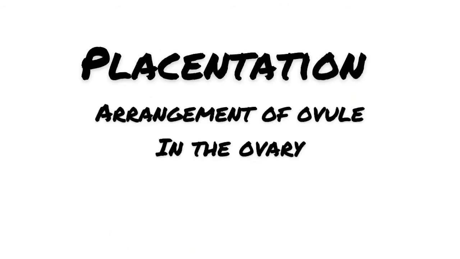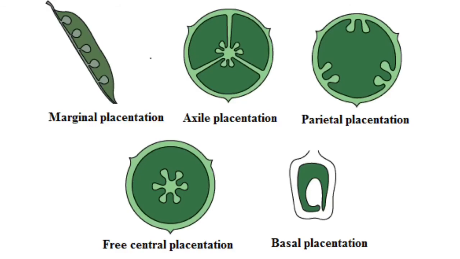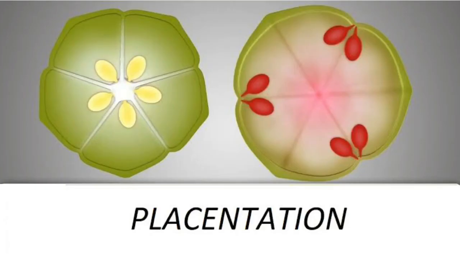Placentation, the arrangement of ovules in the ovary. According to the diagram, you can see there are five types of placentation: marginal, axial, parietal, free central and basal placentation. In the basal, you see only one seed is present at the base. Free central, all in the center but in a free manner. Parietal, that means they are towards the outer boundary. As you can see in this diagram also, axial, in which they are in a proper manner in the center.